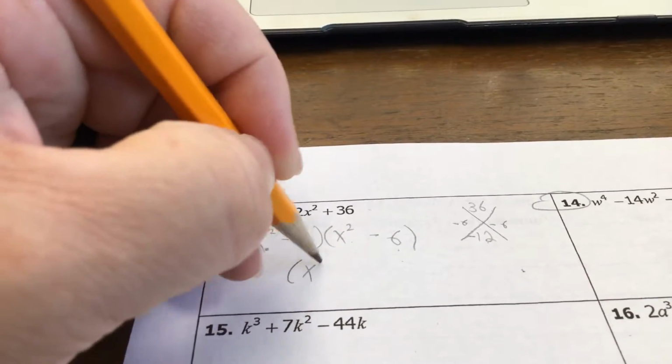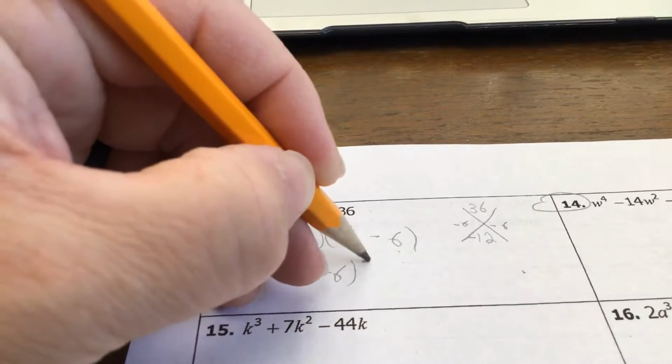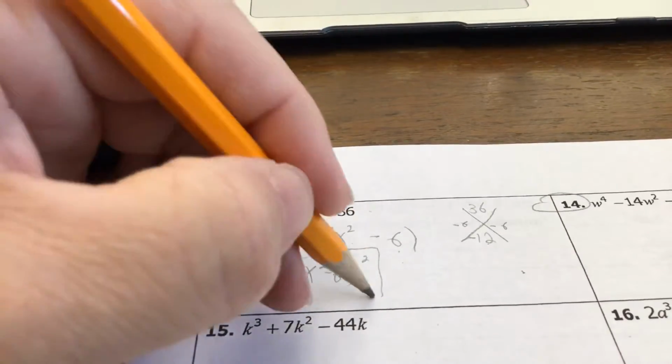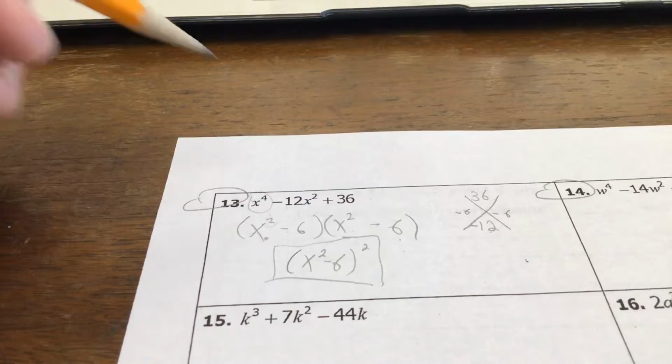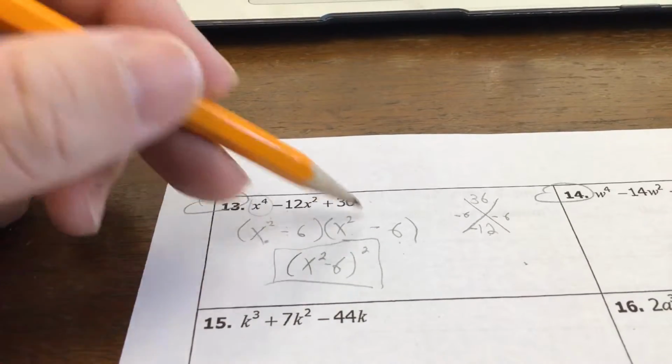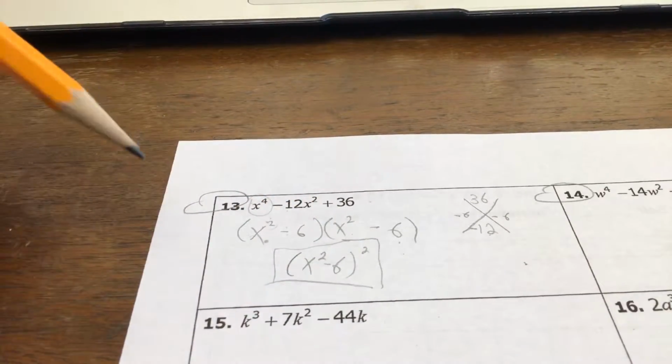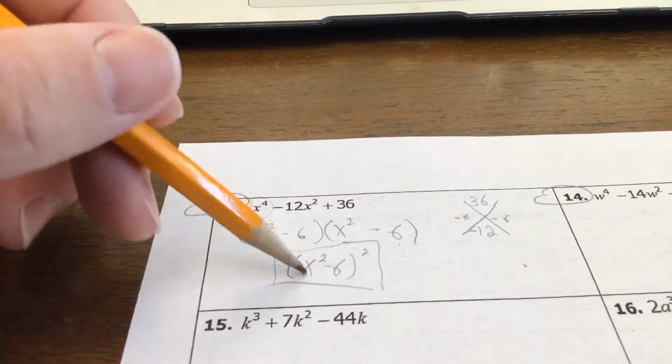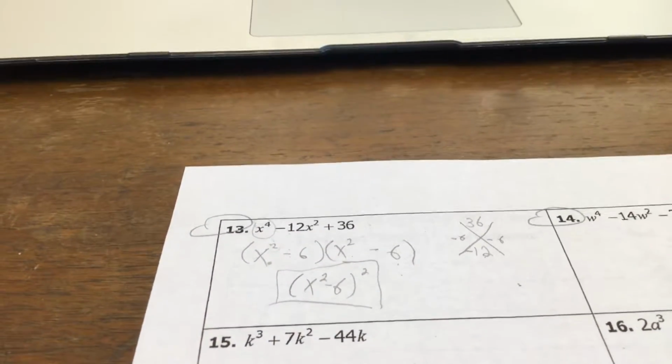I can actually write it just like that right there. That's also acceptable, because it's two of them multiplied. It's the same thing multiplying to itself twice. That's why I have it squared there. So if you wrote it this way or this way, we're saying the same thing. All right, let's move on over here.